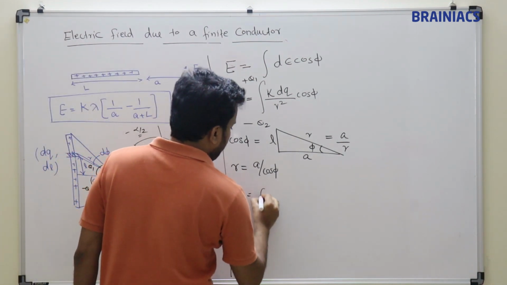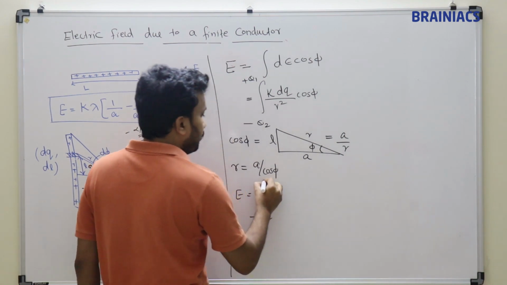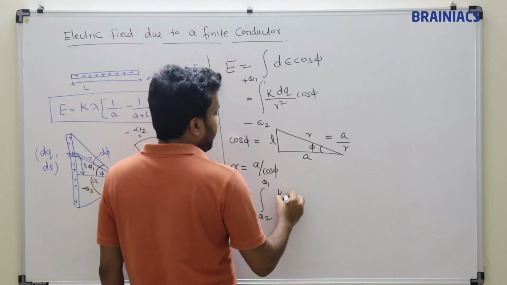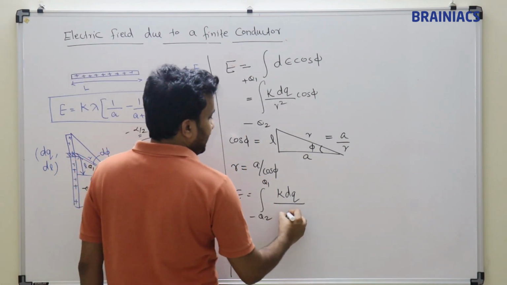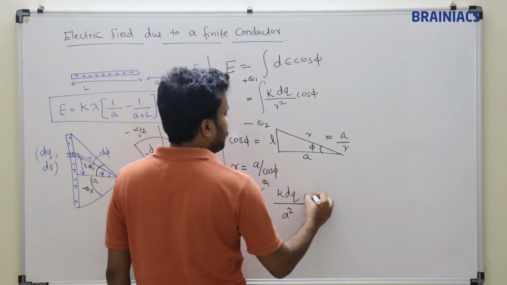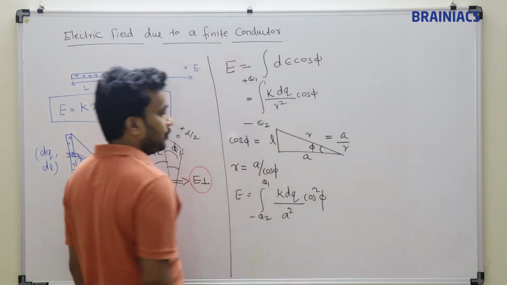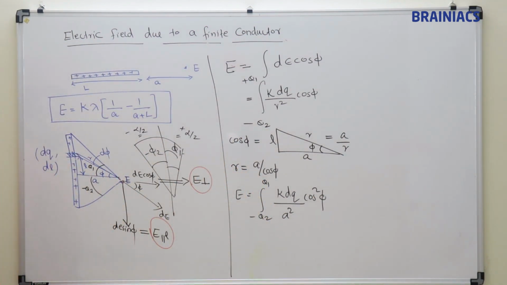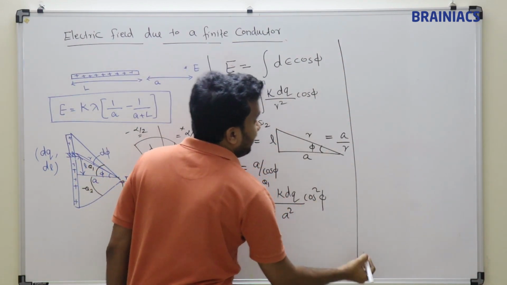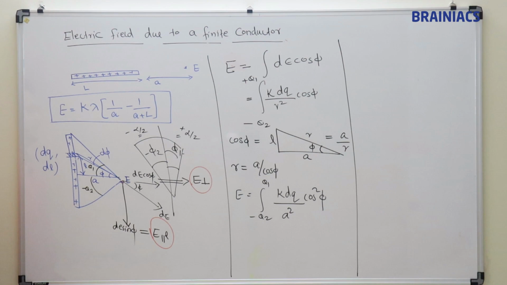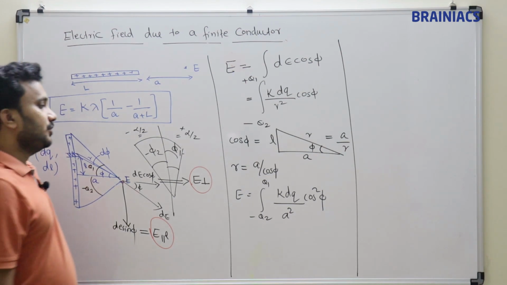So what will we get? E will be equal to the integral from minus theta 2 to theta 1 of K dq divided by R, which means A square divided by cos square phi. So cos square phi will go to the numerator. Okay, so we have to continue. dq means what? dq is a small current element. We cannot use it there, so we have to somehow remove this dq.